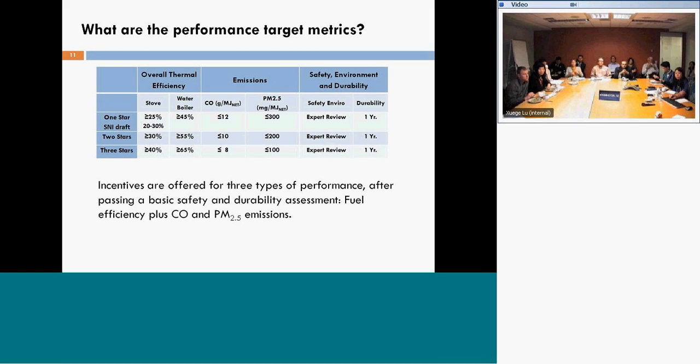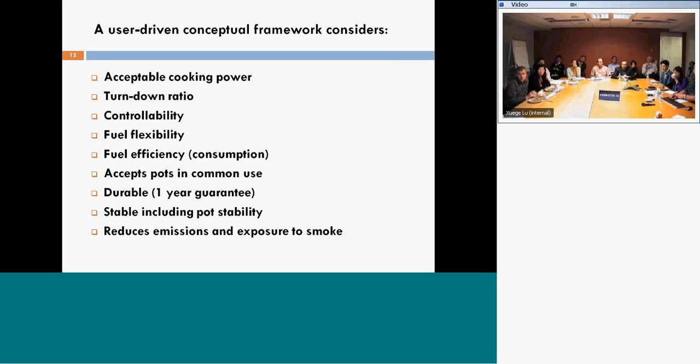So these performance metrics, the bottom line, are the fuel efficiency, the carbon dioxide, and the PM 2.5 emissions. And there are targets there, and we have benefits for the person, Market Aggregate. That's a lovely name.